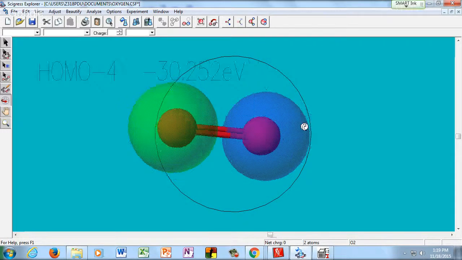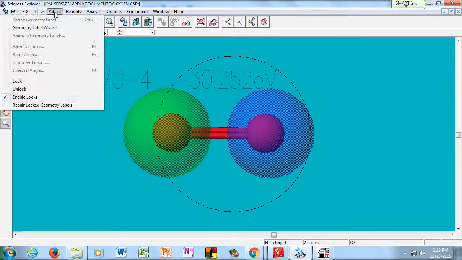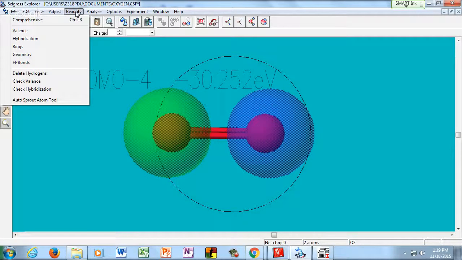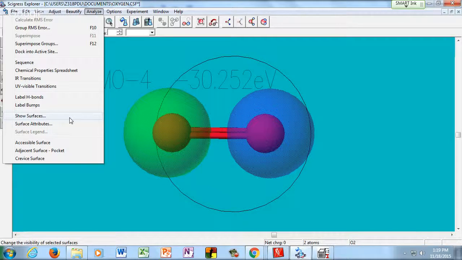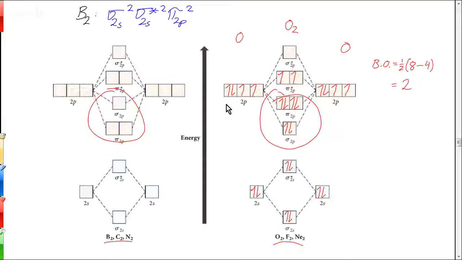So that's the next highest in energy, and that's the sigma star orbital. So the out of phase anti-bonding sigma orbital. This tells us the energy relative to zero. So these are all stabilizing orbitals. These are below zero. I wish there were a quick way to do this. So what should our next one be? We're going to guess. If we look back at our diagram, it should be the sigma from the two P's.